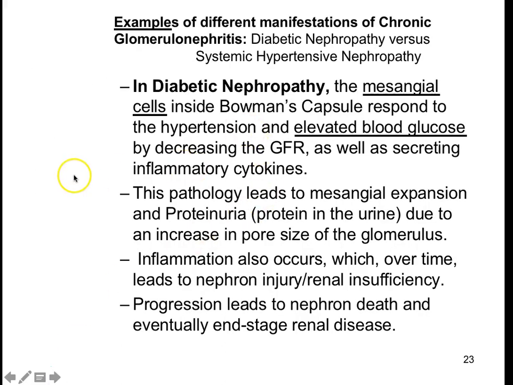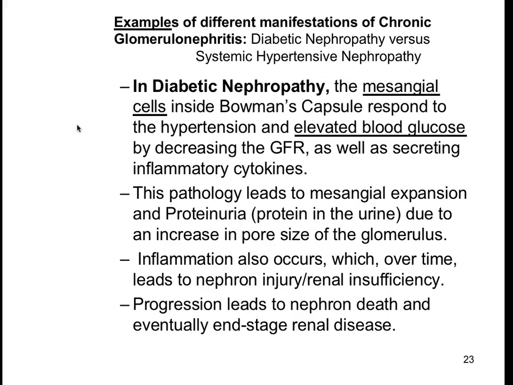So the two that I want you to know for this exam is diabetic nephropathy. Here we go. And then systemic hypertensive nephropathy. So let's go into the diabetic. So this is going to be a non-compliant diabetic, and that can end up creating elevated glucose. Non-compliant diabetics tend to have hyperglycemia, and for whatever reason they can't get a hold of it.